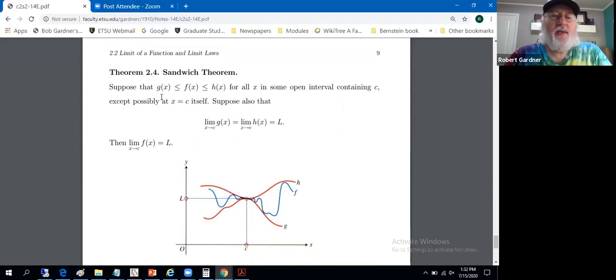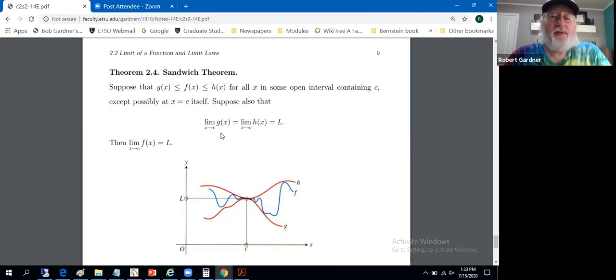Sandwich theorem says, let g of x be less than or equal to f of x be less than or equal to h of x, for all x in some open interval containing c except possibly c itself, because that's how these limit statements are always worded. What does this inequality mean? It means close to c, except possibly at c itself. Down here in the picture, we have the g of x function on the bottom, the f of x function in the middle, and the h of x function on the top, sandwiched between the two. So the g function is below, the h function is above, and the f function, the one we're interested in, is sandwiched between those two.